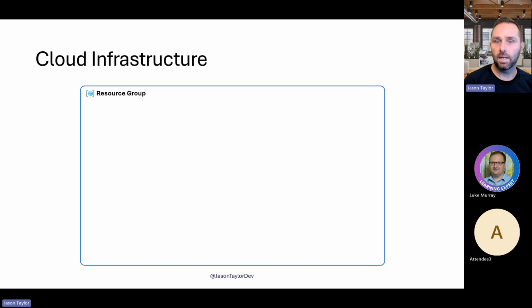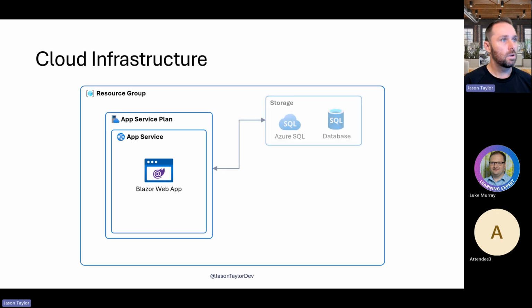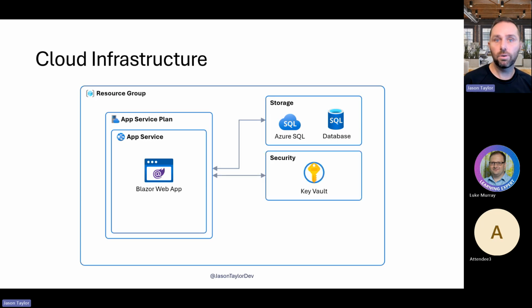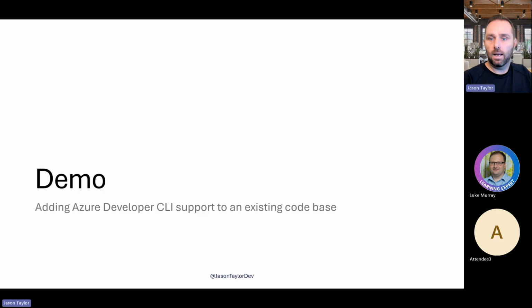So we'll require an Azure App Service to host the Blazor web app, and so we'll need the App Service plan and the App Service to be created. We'll be using a SQL database for storage. So Azure SQL will be required, and we'll need to create the database as well. Key Vault will be used to securely store and access secrets, such as our connection strings to the database. To support logging and monitoring of this application, we'll need a Log Analytics workspace and an App Insights instance. And this might seem like a lot of work, and it is, but I'm going to show you how to do this easily using AZD. So let's add AZD support to our existing Blazor app.